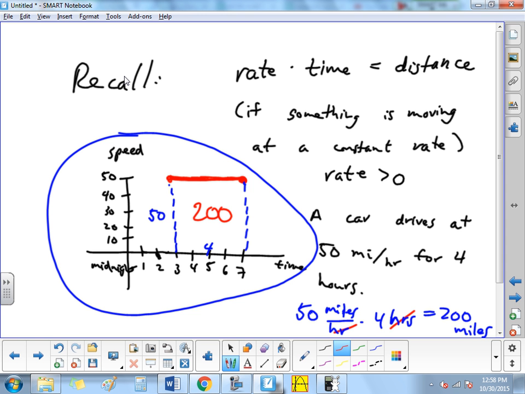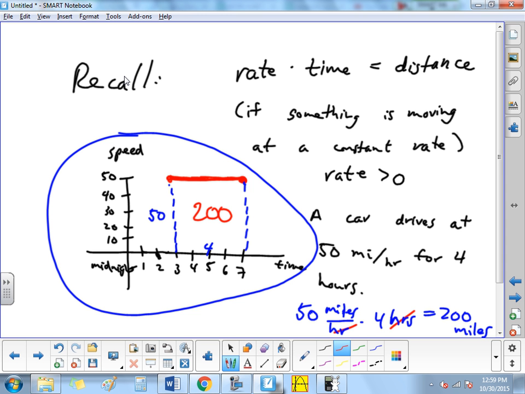Interesting. Well, of course it does. Length times width is area, and time times speed is distance. So the distance shows up as an area. But this makes us wonder if maybe the area of other graphs might be meaningful. Does that make sense? Okay.